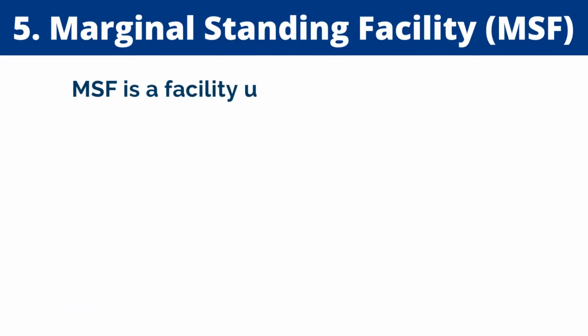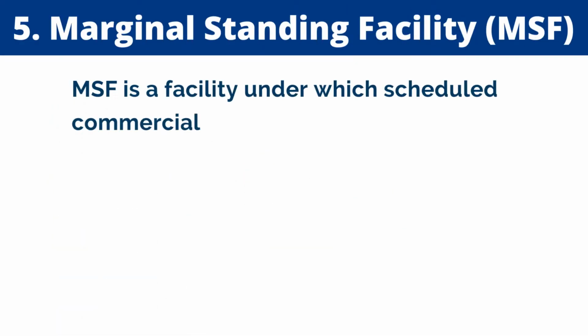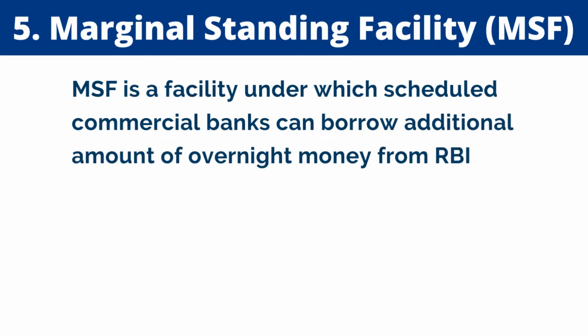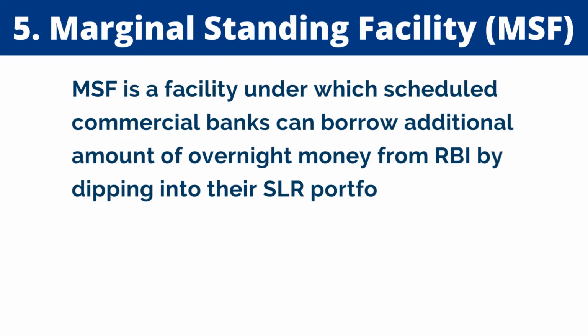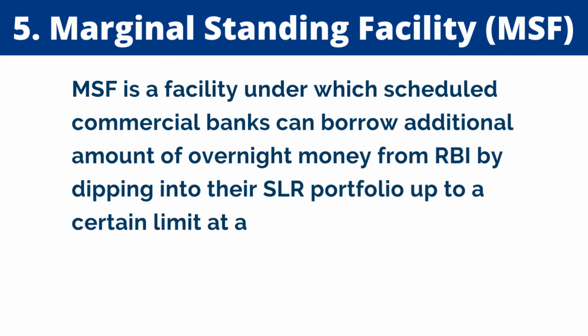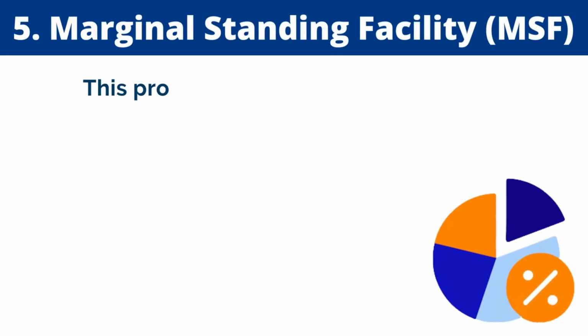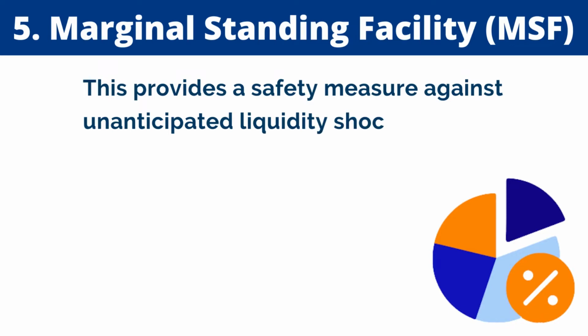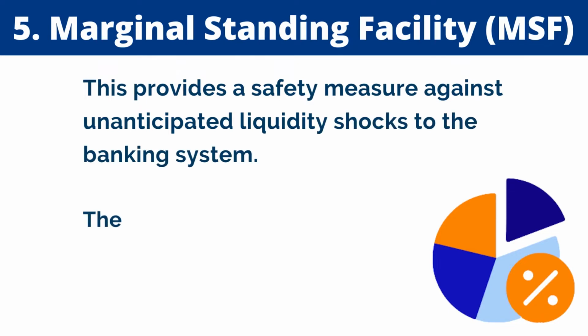Number 5. Marginal standing facility. MSF is a facility under which scheduled commercial banks can borrow additional amount of overnight money from RBI by dipping into their SLR portfolio up to a certain limit at a penal rate of interest. This provides a safety measure against unanticipated liquidity shocks to the banking system. The current MSF rate is 4.65%.